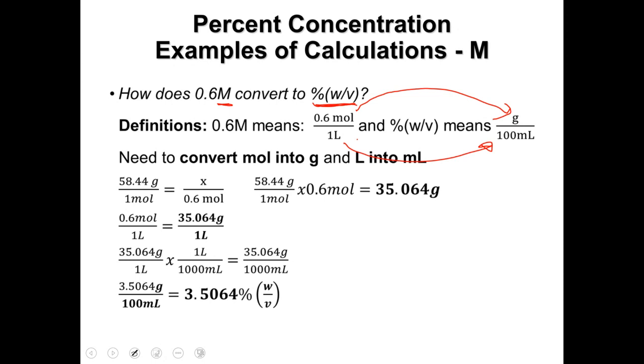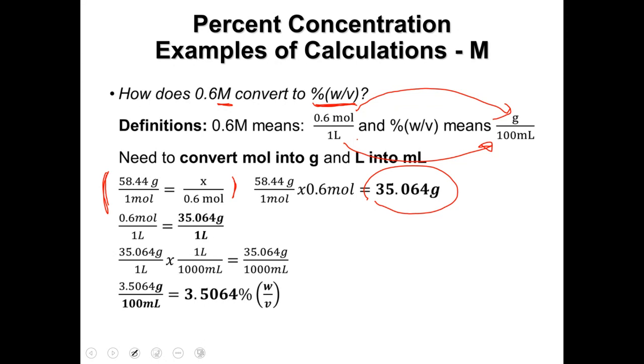Well, first thing is you use the formula weight, right? That already tells you what is the mass of 1 mole. The formula weight from the previous slide tells me that 1 mole of sodium chloride corresponds to 58.44 grams. Now, if I know that, 0.6 moles of sodium chloride would correspond to a certain mass. If you do your calculations here, it would turn out to be 35.064 grams of sodium chloride corresponding to 0.6 moles, which makes sense.